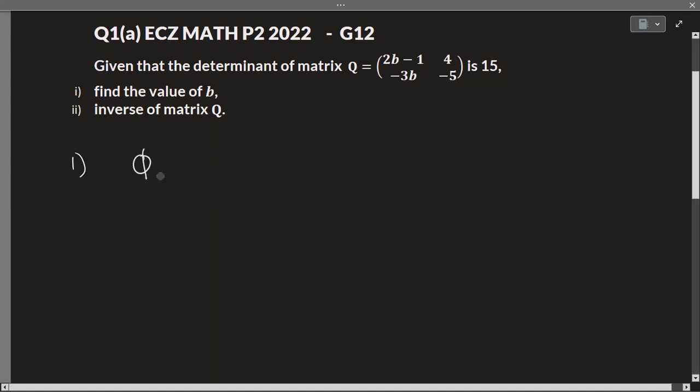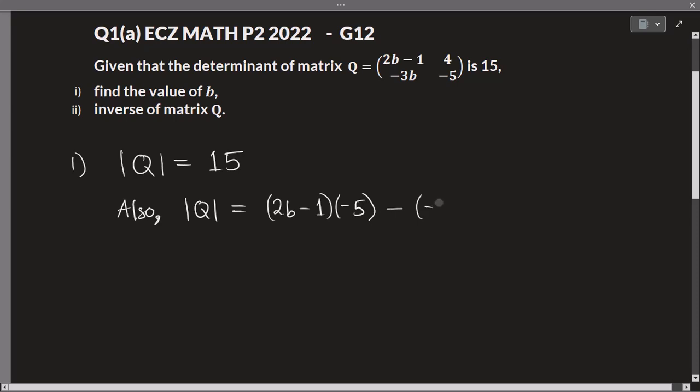We have been given that our determinant for Q is 15, so that will be valuable information. We can just refer to this matrix here. Usually when you get comfortable, you don't have to keep rewriting a lot of things. And then we can say also this same determinant Q is equal to 2b minus 1, and then we can put some brackets here and there. So we get this first one and multiply it by the -5. Then we're going to subtract -3b multiplied by 4.